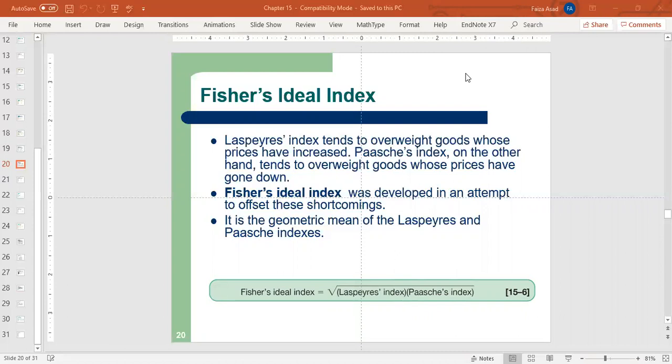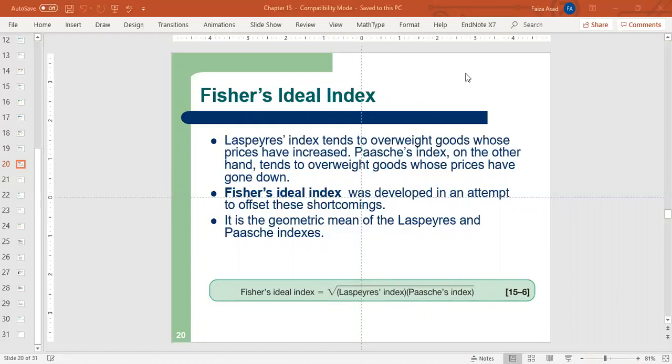The other index type was the weighted price index. Weighted price index includes the Laspeyres and Paasche methods of calculating price indexes. Laspeyres uses the base period weights. On the other hand, Paasche uses the current quantity weights. These two methods are used as alternatives of each other, and they have their own advantages and disadvantages. Laspeyres does not reflect the buying behavior. On the other hand, Paasche reflects the buying behavior or buying patterns.